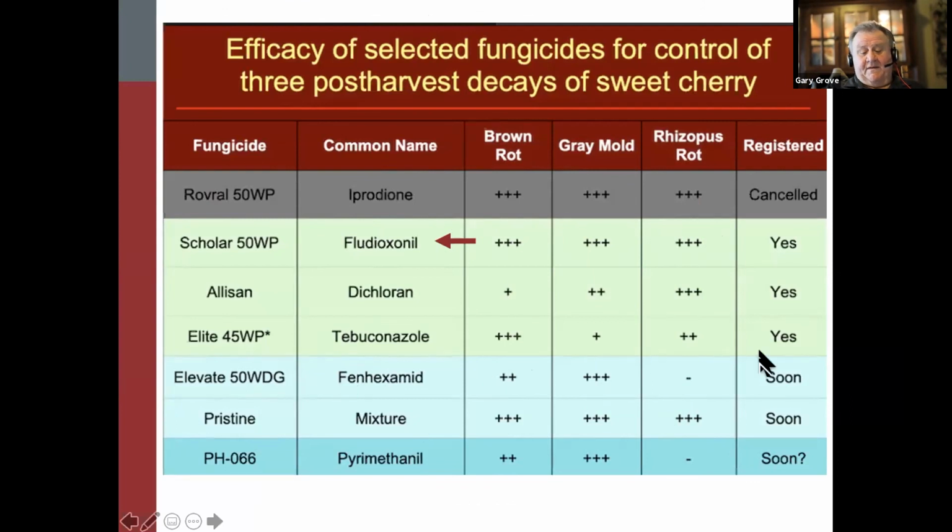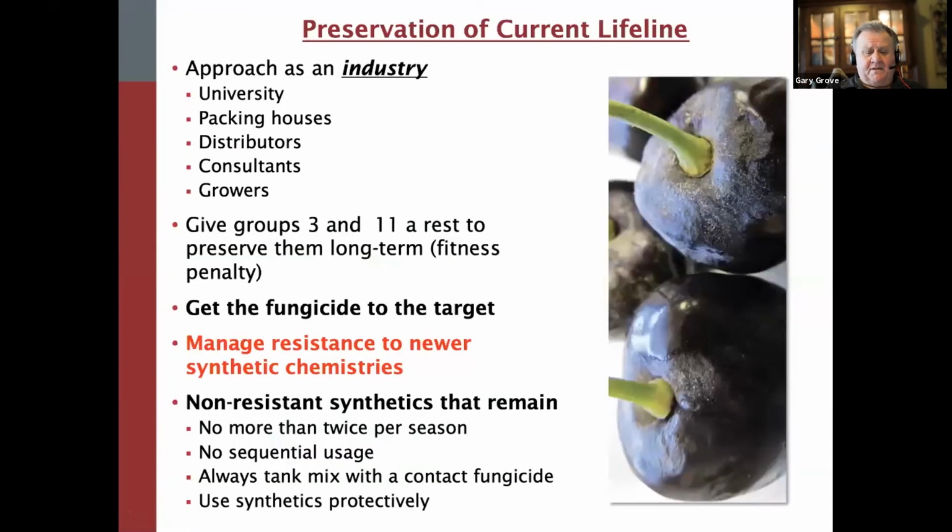And again, this particular chart is out of date. It is now registered in the state of Washington. So in terms of our current lifeline, and I consider our current lifeline the 7s, group 7s, and all the new synthetic FRAC groups we have, we need to approach this as an industry so that we're all on the same page. The university, packing houses, distributors, consultants, and growers.